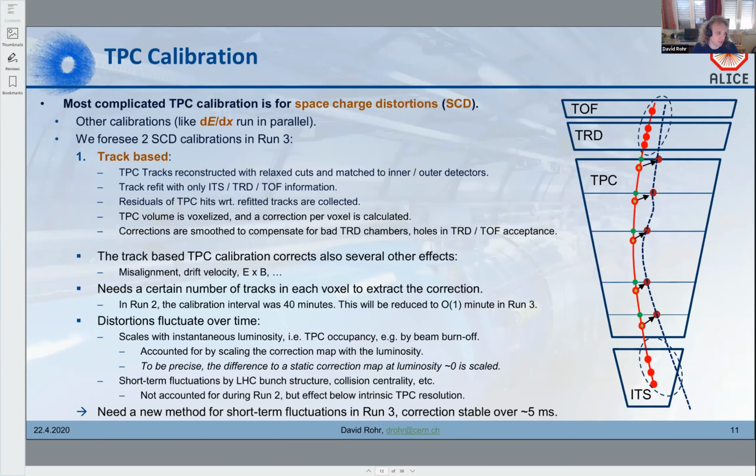So I will go through the topics now one after another, and I start with the TPC calibration. I'll also only talk about the space charge distortion calibration. Of course, there are other calibrations, but this is just business as usual, like for Run 2.